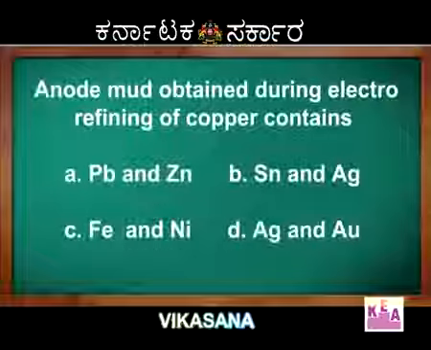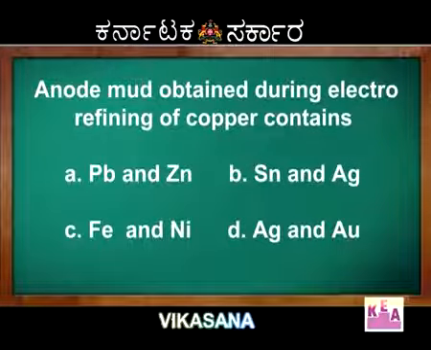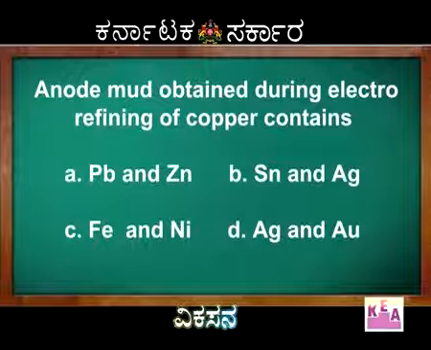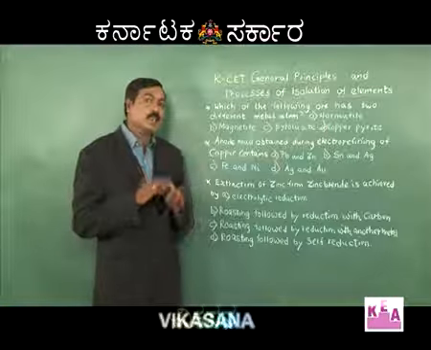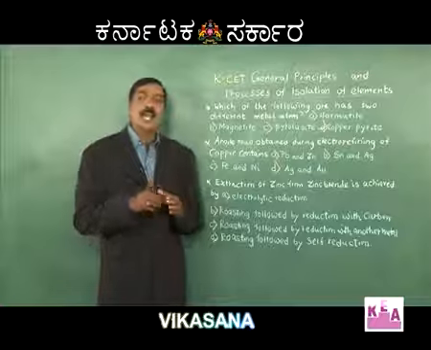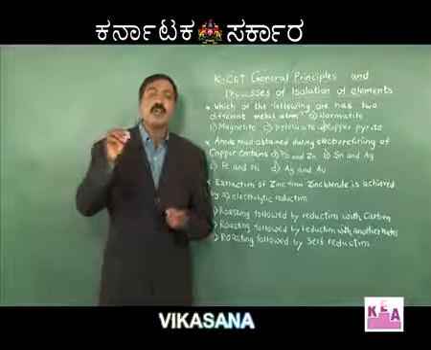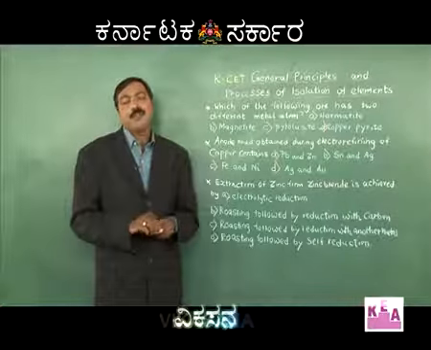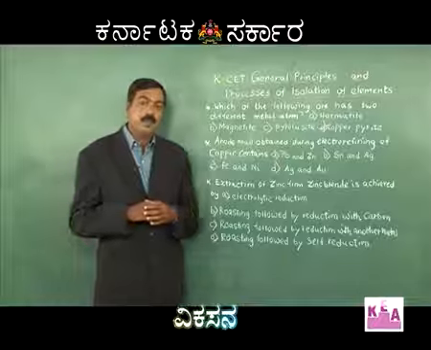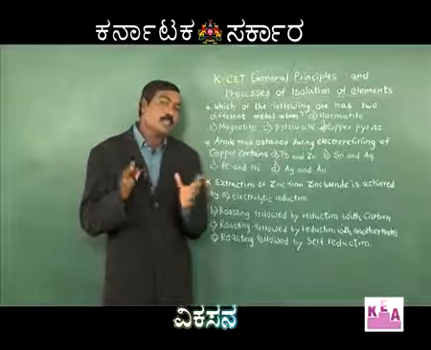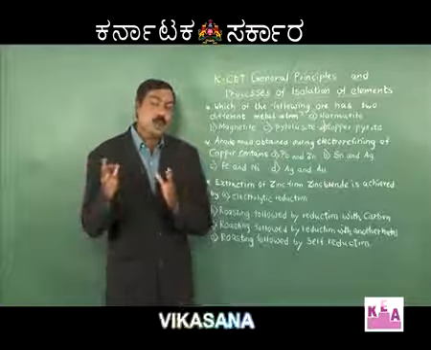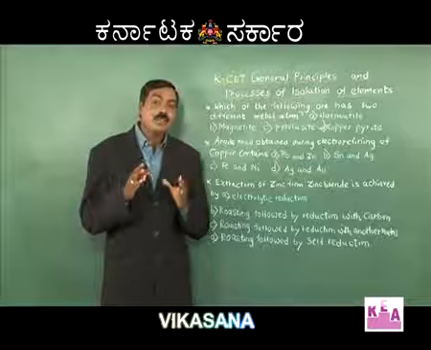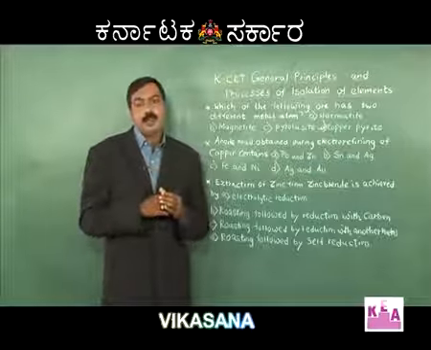Anode mud obtained during electro-refining of copper contains which of the following combinations? Anode mud is the product that is obtained during electrolytic refining of copper. After obtaining copper, we are not sure whether copper is 100% pure. We get what is known as blister copper.